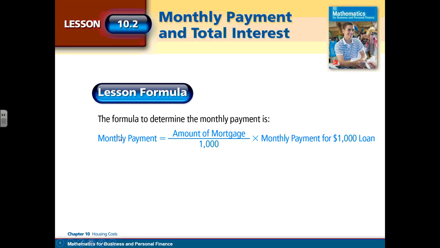Okay, so our formula for this, we're going to take the amount we borrow, the mortgage amount, divide it by 1,000, and then times it by the chart amount. So if you're at home taking notes, I want you to put the word chart right next to monthly payment for a $1,000 loan, because this number is the one we get from the chart.